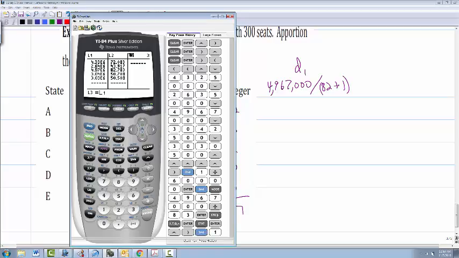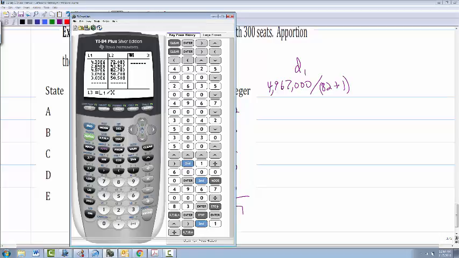But now what I can do is L1 divided by, now X. I don't have to write that decimal all the way out. And I didn't even round. I have the full decimal in place that I wanted for this question. And then I press enter.